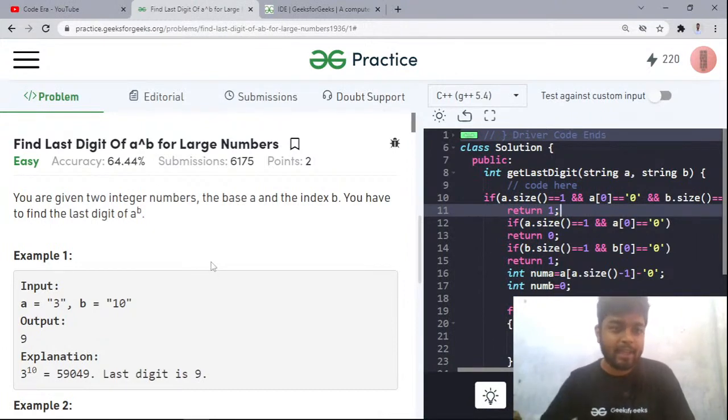That was for yesterday, and the problem name is find last digit of a to the power b for very large number.